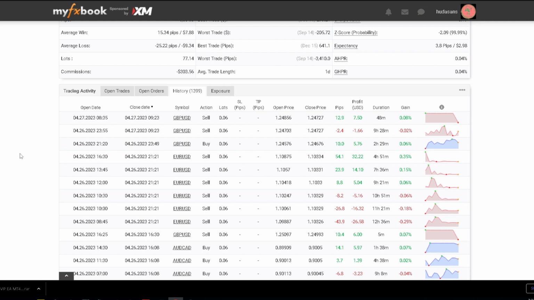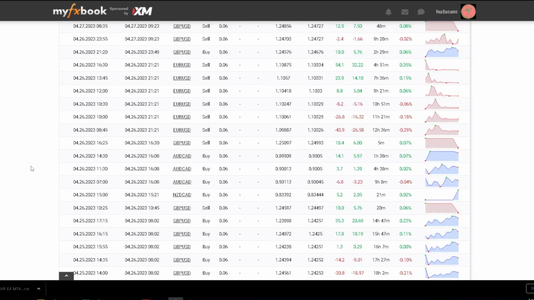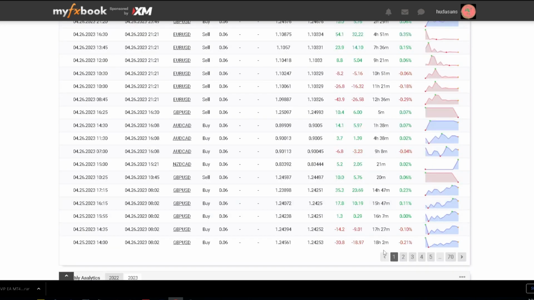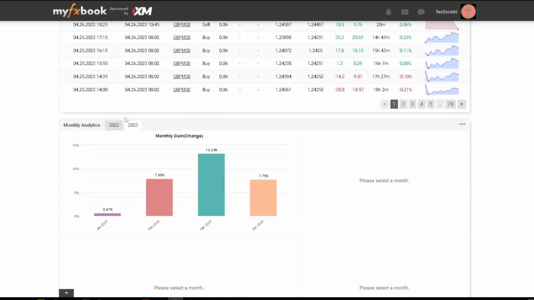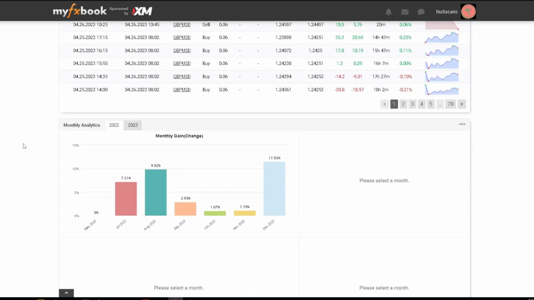Trading history. You can see here that all the lots that were opened were 0.06 lots, meaning not using Martingale, just using a grid strategy with a fixed lot. Monthly analytics information. You can also see here the profits you get every month from 2023 to April 2023.